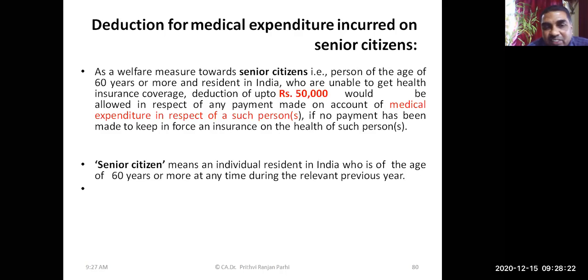Okay, and who is a senior citizen? Age above 60. Above 60 years of age. During any time of the previous year, even if they are attaining 60 years on the last day of the previous year, they are still senior citizens.